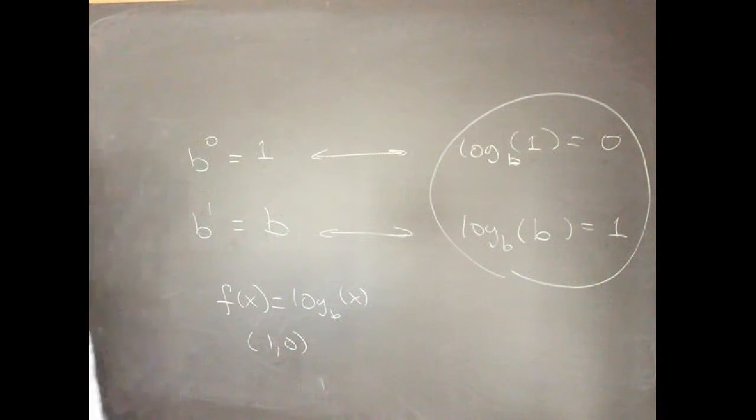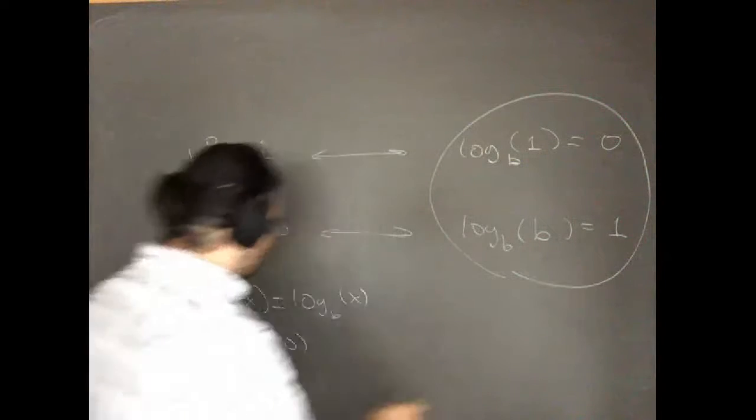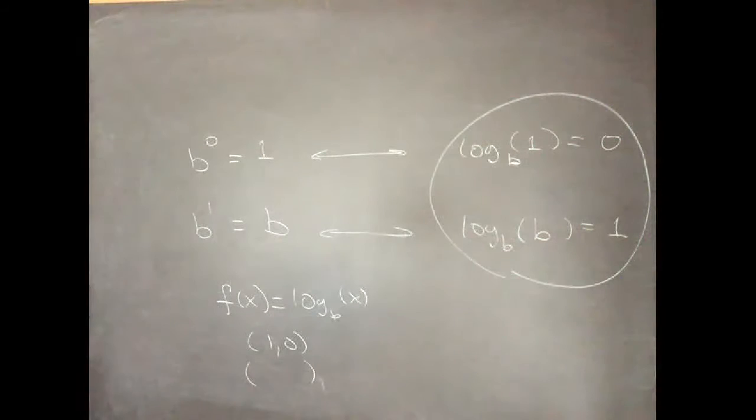The other key point is coming from here. What does that ordered pair look like? It's not the point (1, 0). What is the ordered pair in that case? And it depends on b.